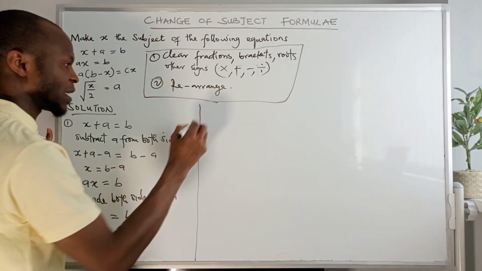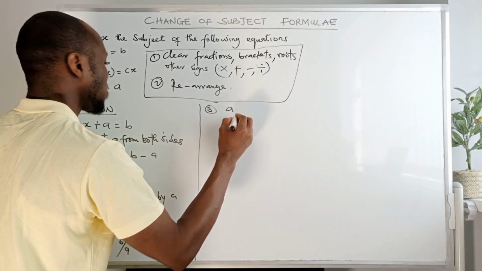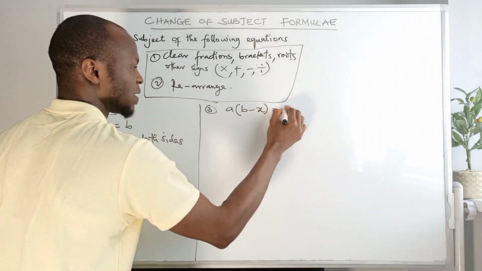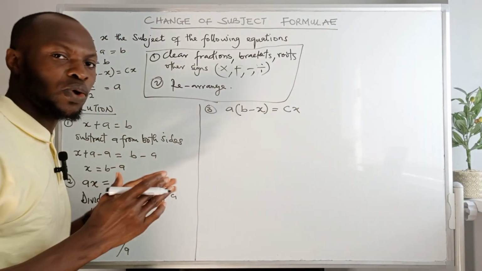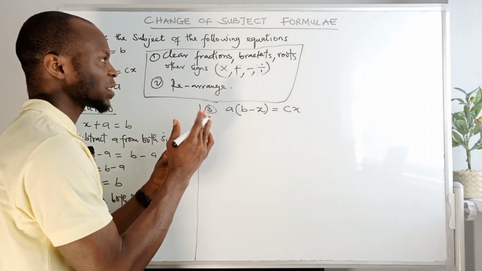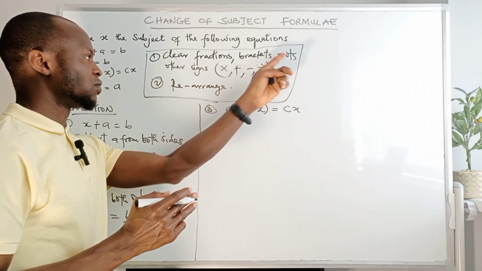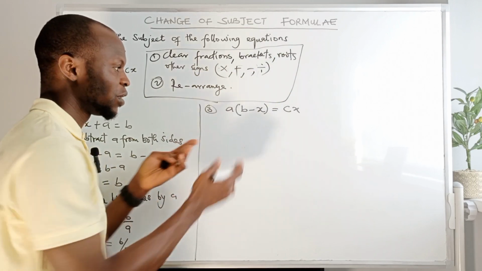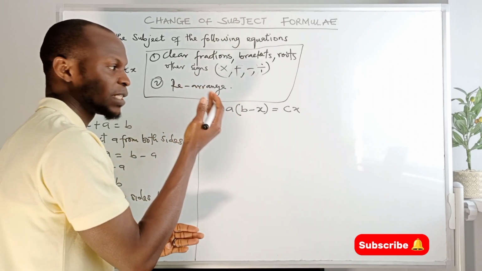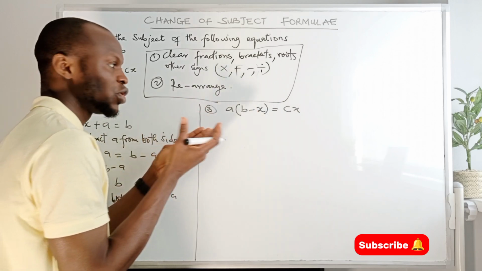For the third example, number 3, we're asked to make x the subject of formula when we have a into bracket b minus x equals cx. If you check this question, you observe we have x at both sides. Now we are progressing. The first thing we need to do, don't forget, is to clear fractions, brackets, roots, and other signs in the equation. What do we have that is attached to this x? We have a bracket. The first thing you need to do is to remove the bracket, because your x, the subject you are asked to make, is in the bracket. So you need to expand, you need to open the bracket.